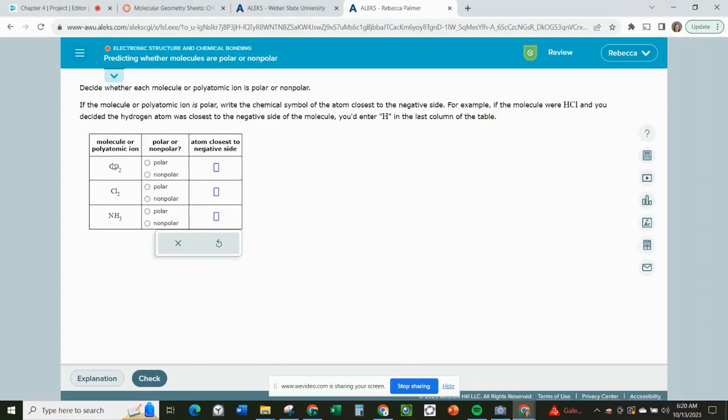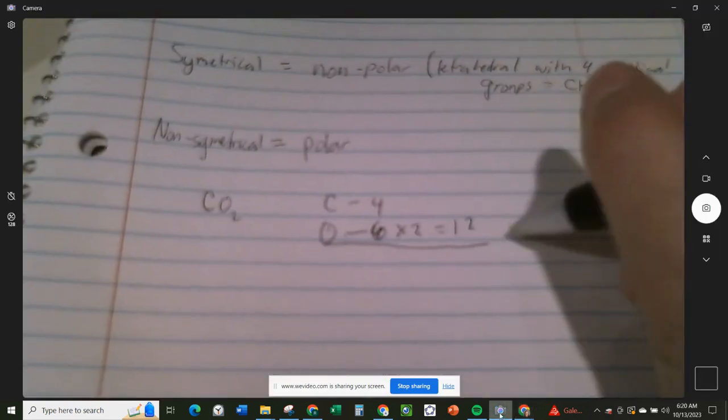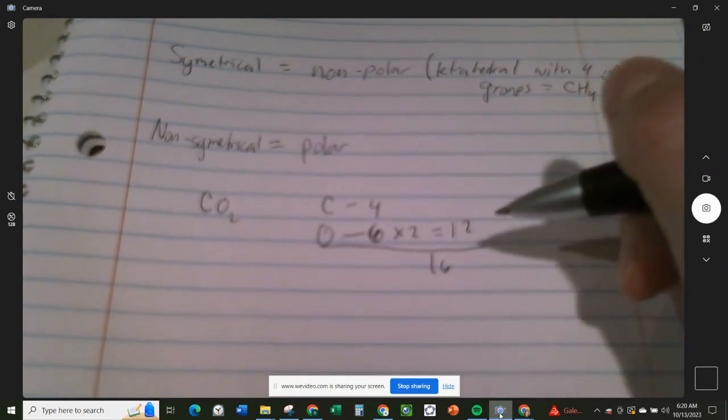The first thing that we can do is look at the Lewis structure to help us decide if it's polar or nonpolar, if it's symmetrical. So we got CO2. We're drawing the Lewis structure, so we need to know how many valence electrons. How many valence electrons are in carbon? 4. And how many are in oxygen? There's 6. But we have 2 oxygens, so that gives us 12. So in our structure for CO2, we're going to have a total of 16 valence electrons.